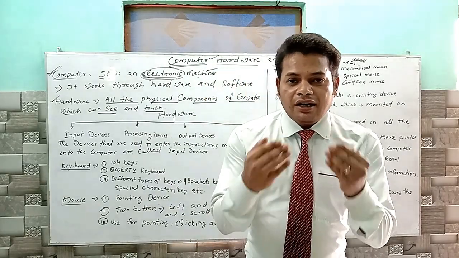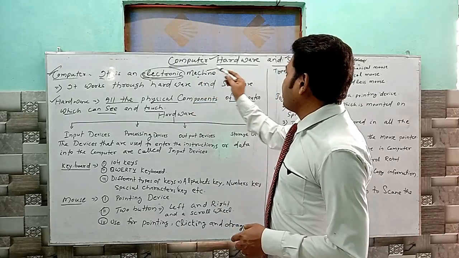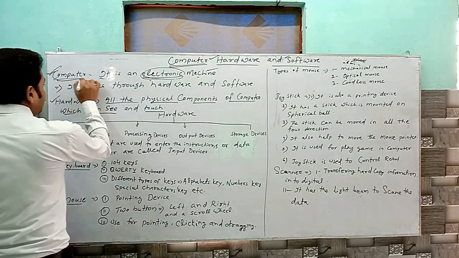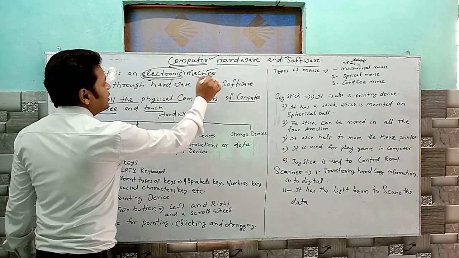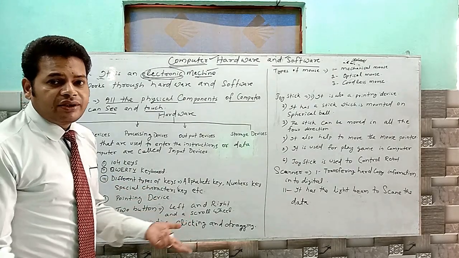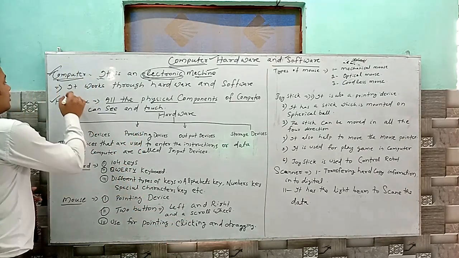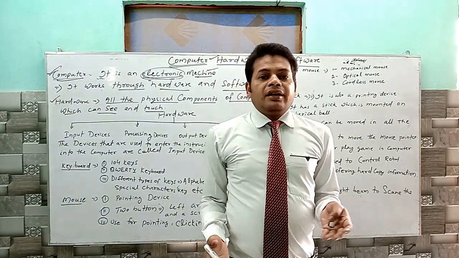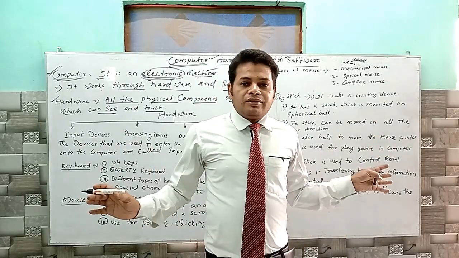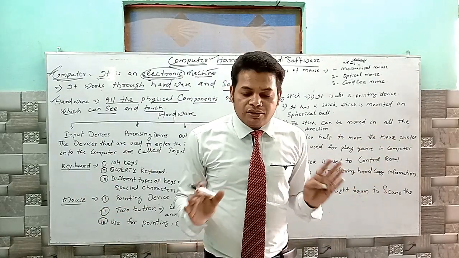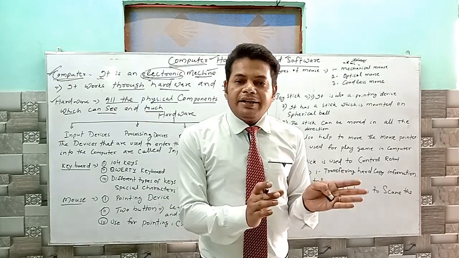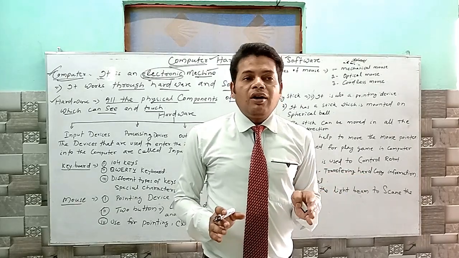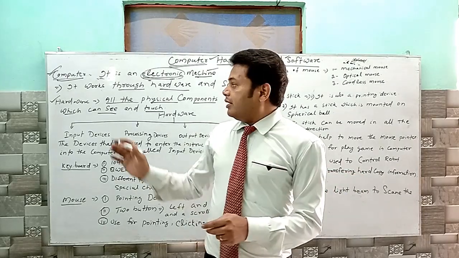Right now, we are going to discuss computer hardware and software. A computer is an electronic machine, we know it very well. It works through hardware and software. All the computers around us have hardware devices and also software. So right now we will discuss hardware.